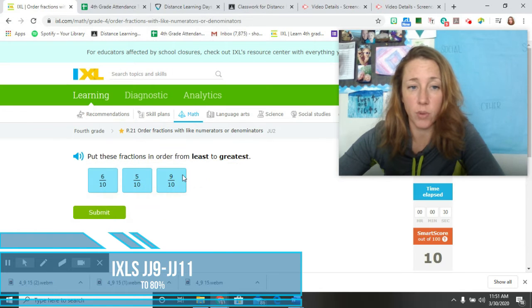Let's find a numerator one. Same thing, denominator again. So just look at the numerators and just put them in order. Least to greatest. So 5/10, 6/10, 9/10, because my tenths are all the same.